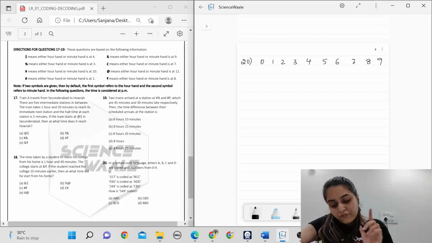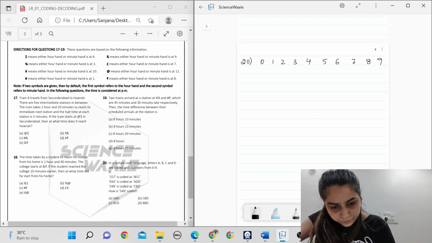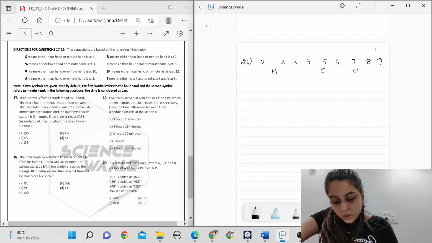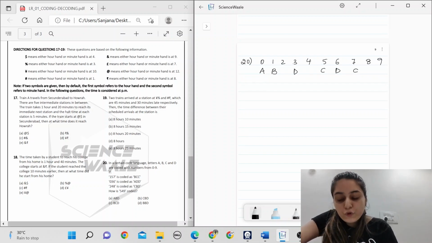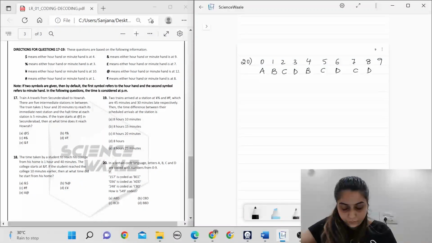They have given us that 157 is coded as BCC. So 1 is coded as B, 5 is coded as C, 7 is coded as C. 036 is coded as ADD, so 0 is coded as A, 3 is coded as D, 6 is coded as D. 248 is coded as CBD. So 2 is coded as C, 4 is coded as B and 8 is coded as D.